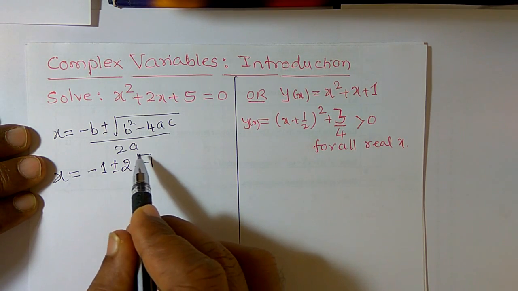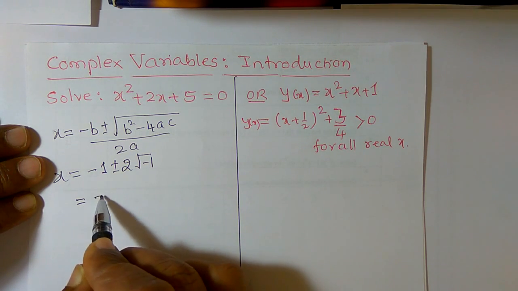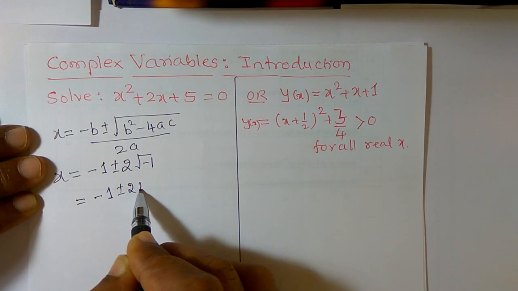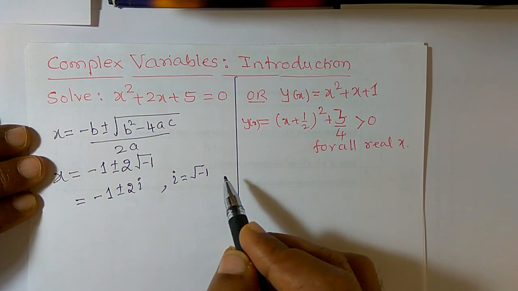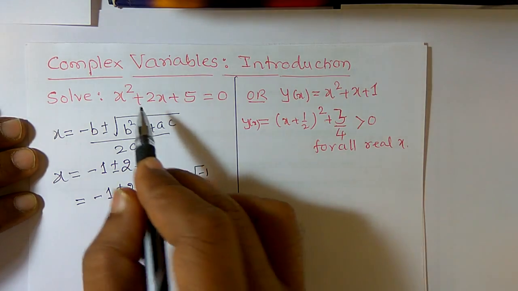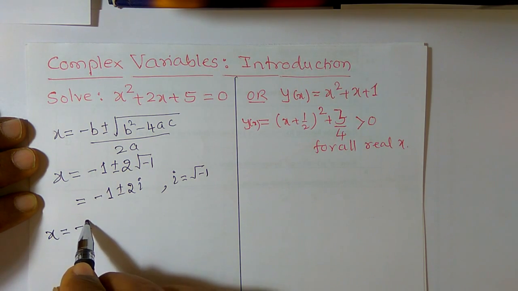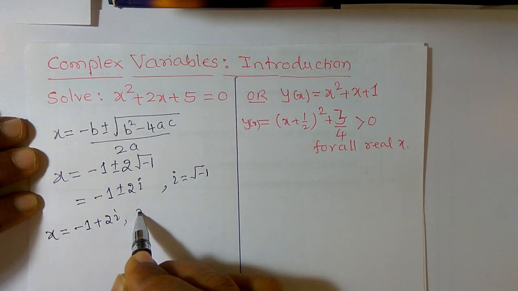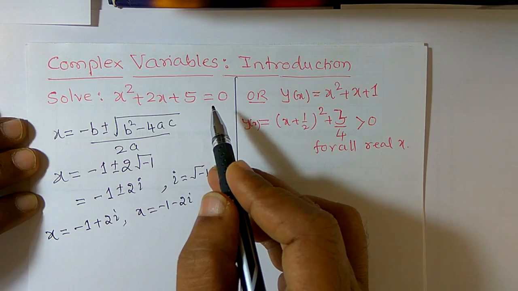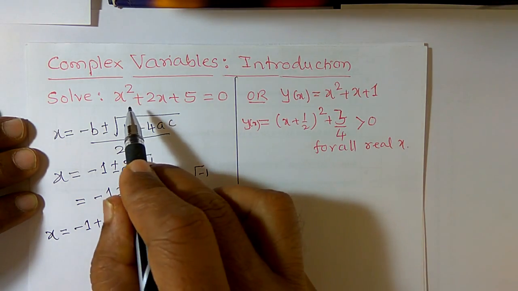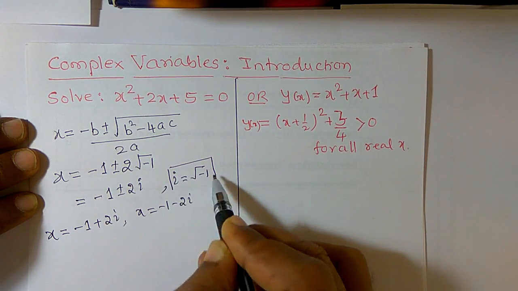But I don't know the value of square root of minus 1 in a real field. For that reason, I am going to introduce an operator, say i. It means i is equal to square root of minus 1. Now I am able to substitute these two values in this equation. These two values, x is equal to minus 1 plus 2i and x is equal to minus 1 minus 2i, will satisfy this equation. That's why I can say that these two values are the solution of this equation. Solution is possible because of this operator.